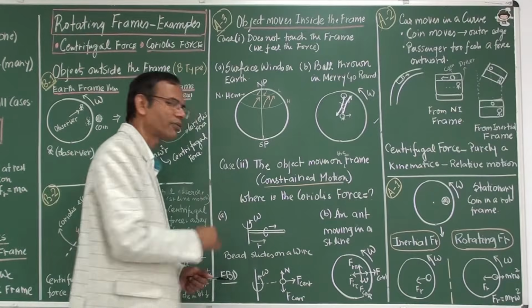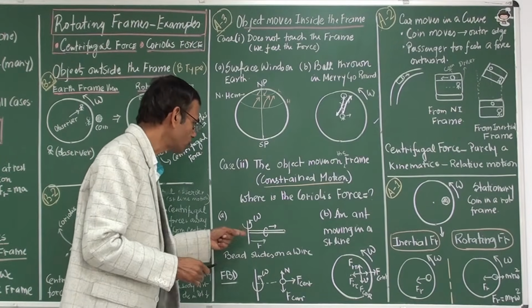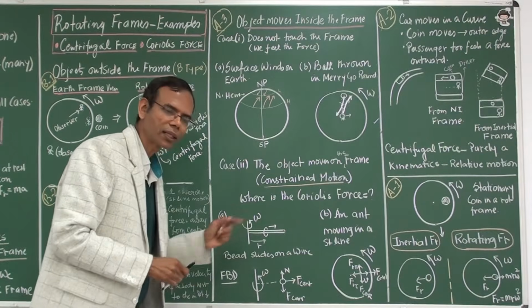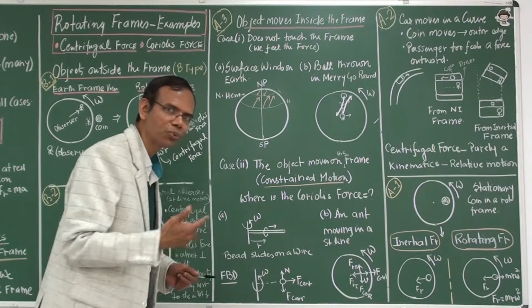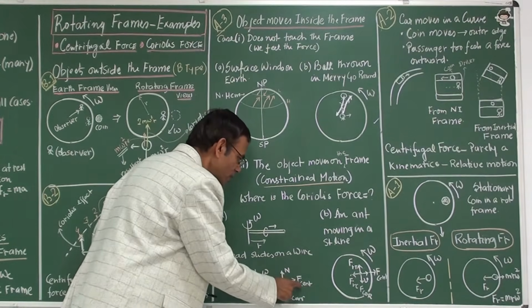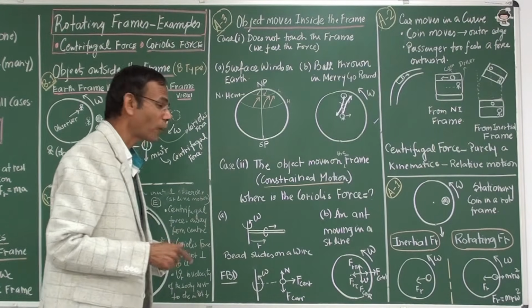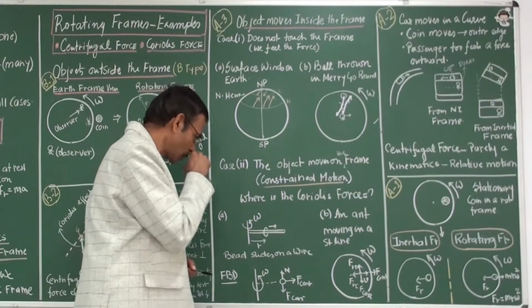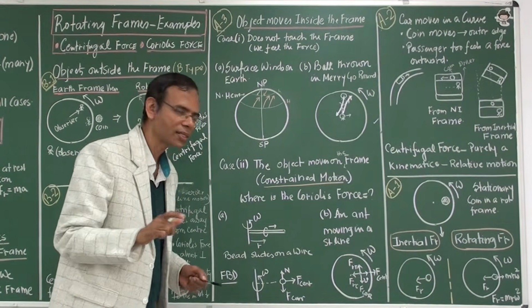From the non-inertial frame, you have to solve it differently. Since it is a rotating frame, we have to apply a force outward from the center of rotation, so F centrifugal. Now our question is, where is the Coriolis force? As you see, how things are consistent.